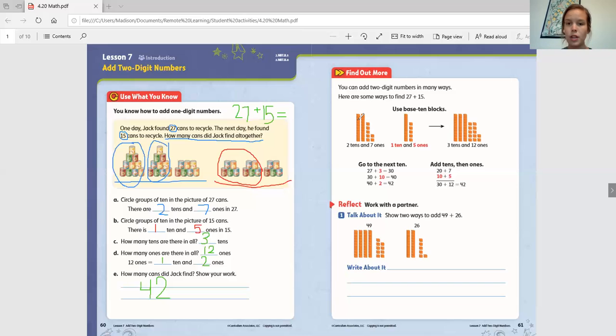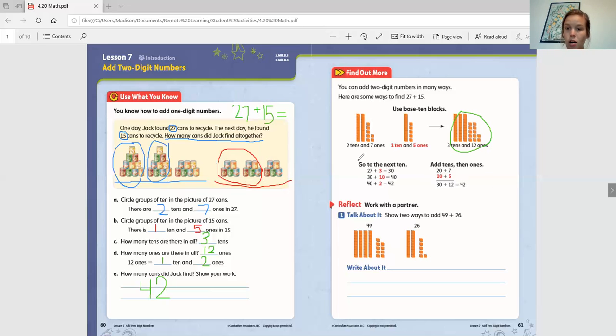Let's count those up. 10, 20, 21, 22, 23, 24, 25, 26, 27. It's correct. Now we have 1 ten and 5 ones. So 10, 11, 12, 13, 14, 15. And we know that when we combined all of those, we got our 3 tens and 12 ones, just like we did with our picture over here.